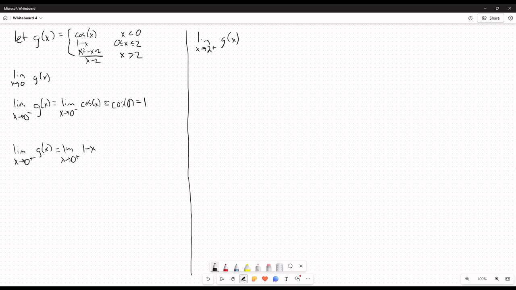1 minus x. Again, g of x may not be continuous, but this piece of it is. This piece, 1 minus x, which is all we care about as we approach 0 from the positive direction, is continuous. So I can evaluate this limit just by plugging in 0. So that will be 1 minus 0 equals 1.